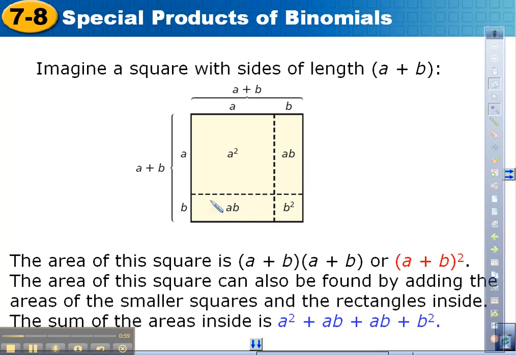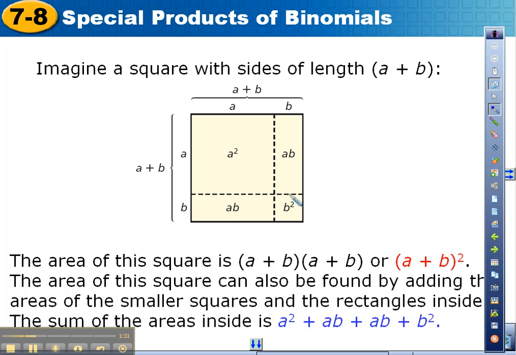Oh, and by the way, someone asked me last class period, it was a good question, if this has an area of AB, shouldn't this one be BA? Yes. But the commutative property of multiplication says it doesn't matter what order you multiply in, you still get the same answer. We've been putting all of our answers in alphabetical order so that you can see like terms. So go ahead, BA, switch that around, put it in alphabetical order, and call it AB.